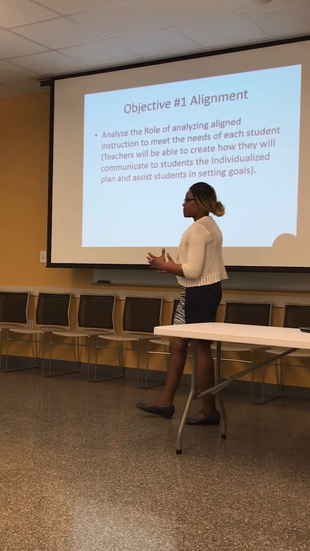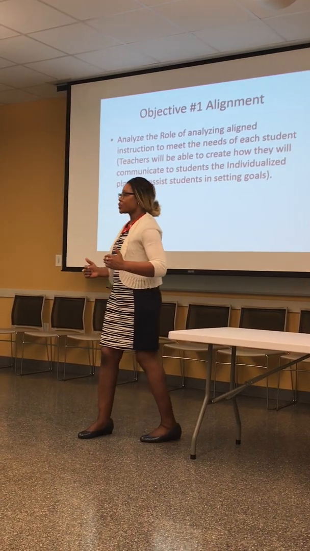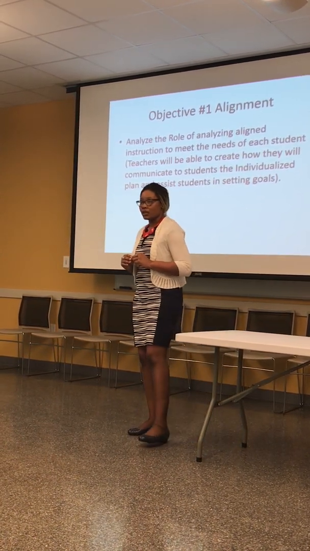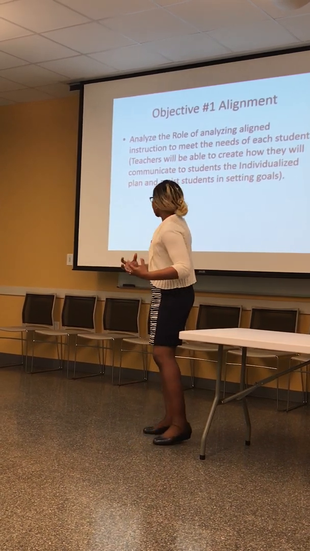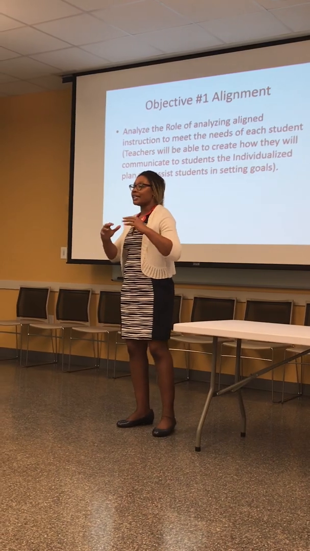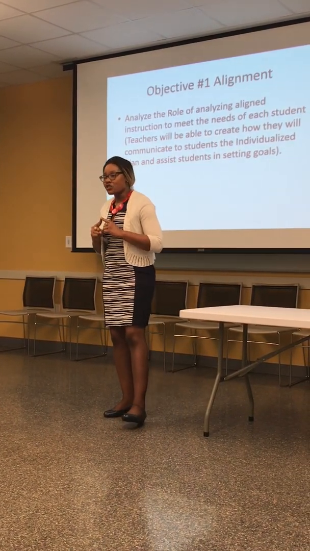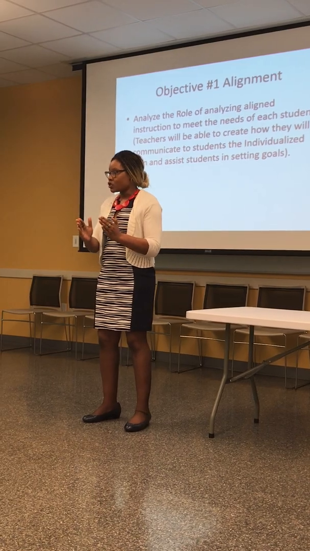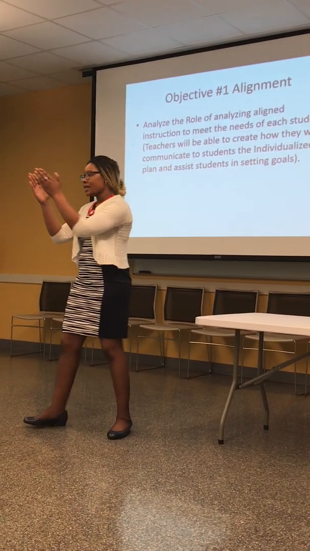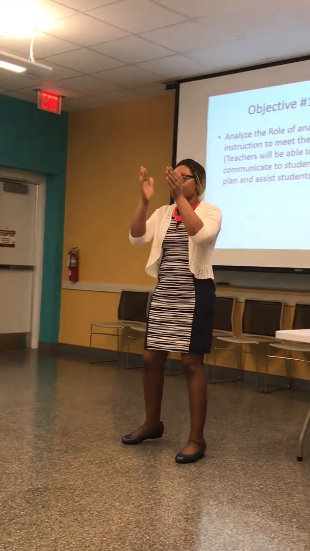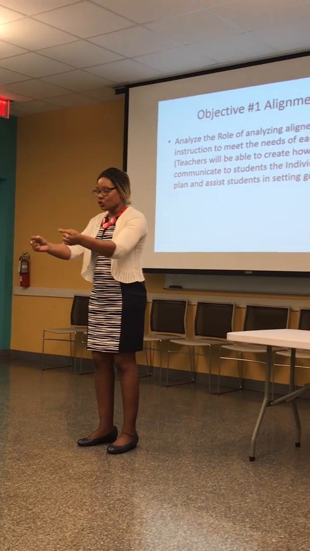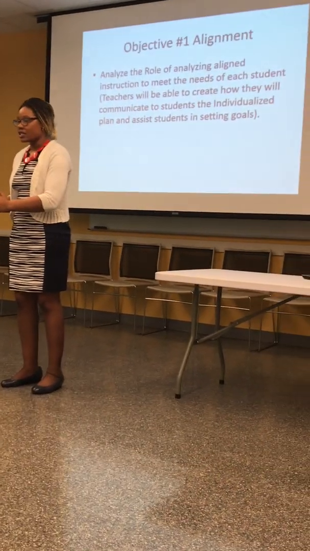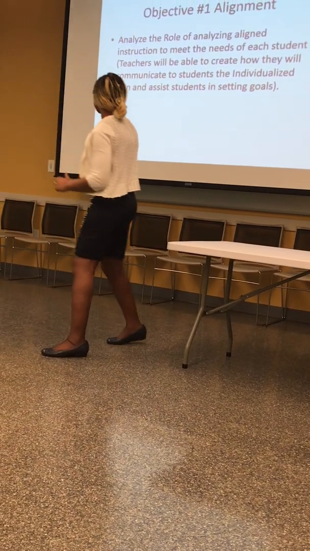Objective number one, that brings us to an objective, which is alignment. We're going to analyze the role of aligned instruction to meet the needs of each student. Teachers will be able to create how they will communicate to students in order to create individualized plans. Because alignment is not just observing and analyzing the TEKS, okay? This relates to looking at each student. What is it that Sally needs? What is it that John needs? What is it that Jimmy needs? In looking at that, we're able to analyze, utilizing data, and look at the TEKS and say, okay, this is the area that this student needs help, and we're able to create those plans. All right? So that's our objective one.